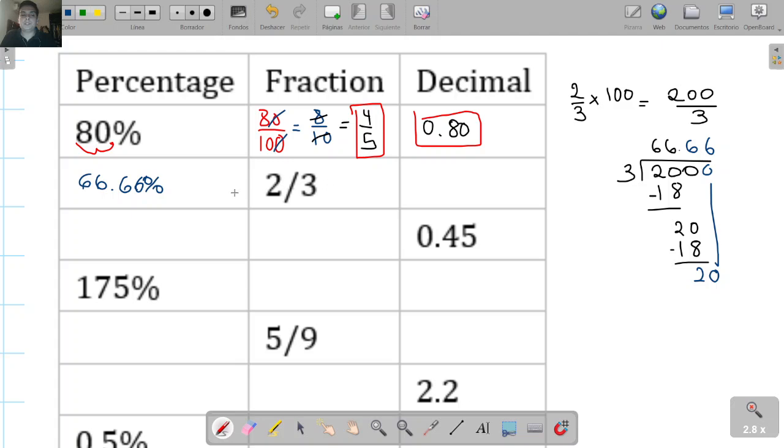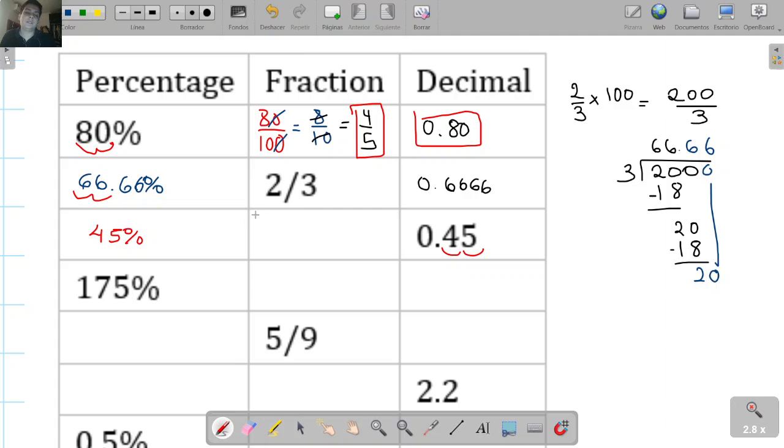Now, this as a decimal is going to be very easy. We have to move the decimal 2 places left. So it's going to be just 0.6666. We finish with that. Now, decimal to convert into percentage, we do the opposite way. Instead of moving it left, we are going to move the point right. So you may see is 45%.